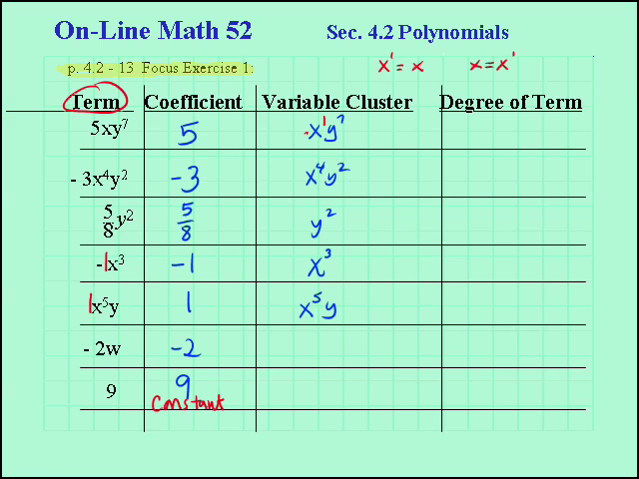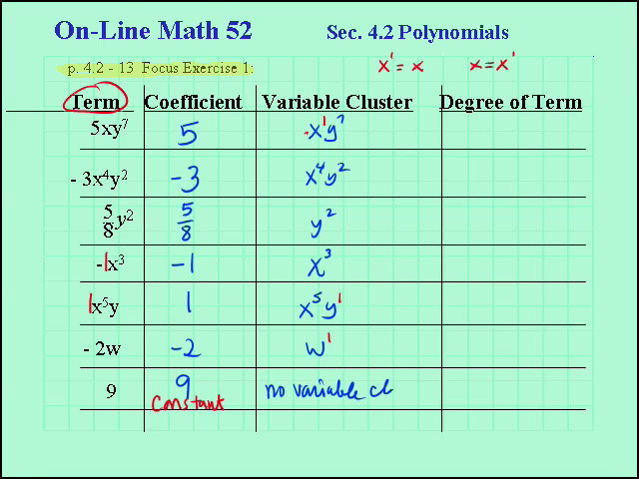In fact, this next one, the variable cluster, is simply w. There's no real cluster here, but the idea is it's the variable part of the term, and what's its exponent? That's right, it's 1. And I can put that 1 in if it's helpful, and I'll put it in here too. Why not? This last term, as we see it, has no variable cluster.